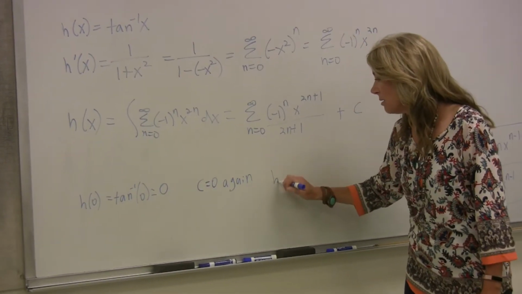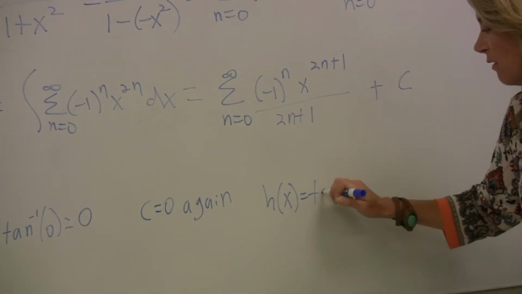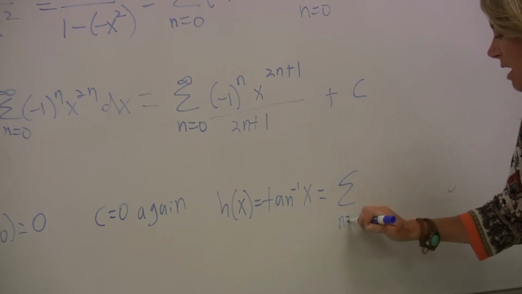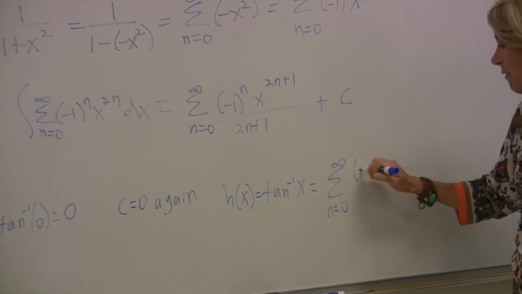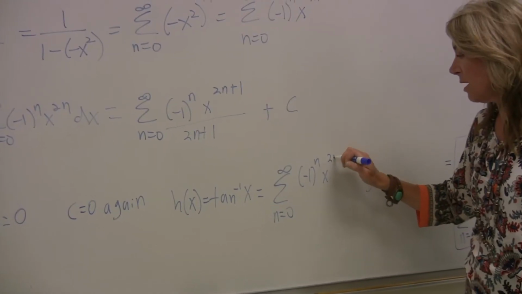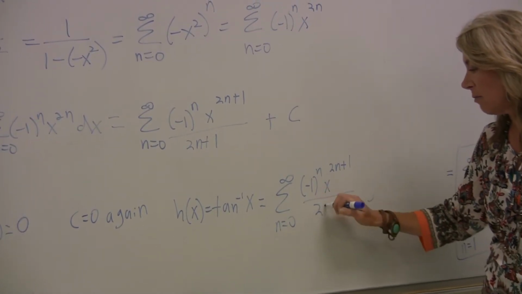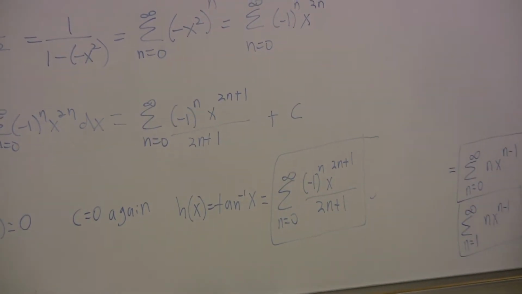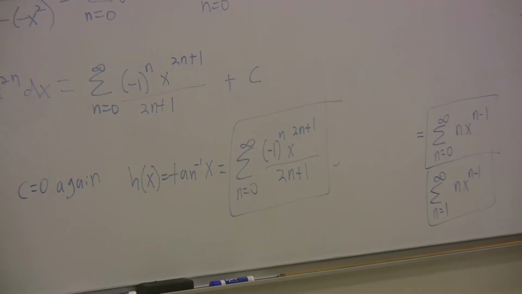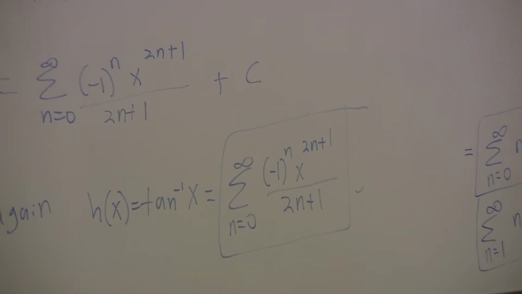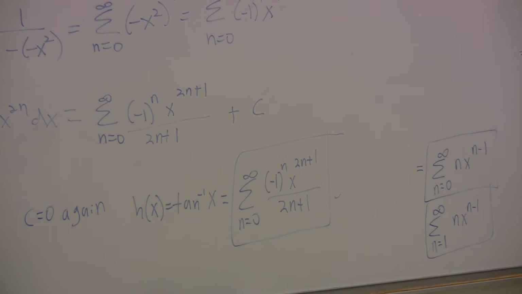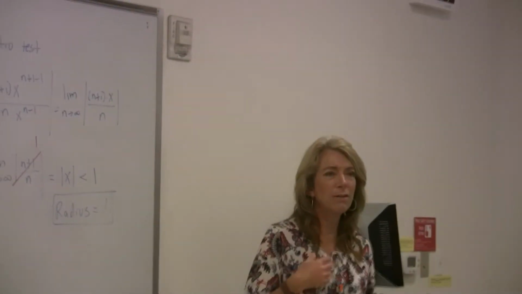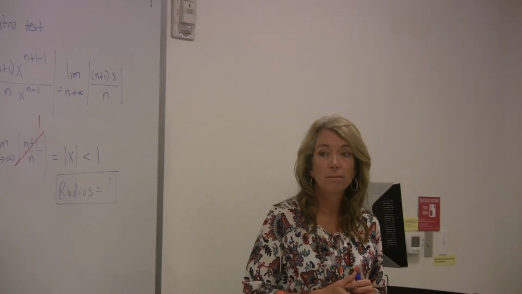Which means that h of x, which is the inverse tan of x, is equal to the sum of n equals 0 to infinity of negative 1 to the n, x to the 2n plus 1 over 2n plus 1, and we don't need the c. There are times when c is not 0 though. You'll see some of those on your website. The trickiest part for these, I think, is recognizing when to take derivatives and integrals to see if they're going to get you anywhere.